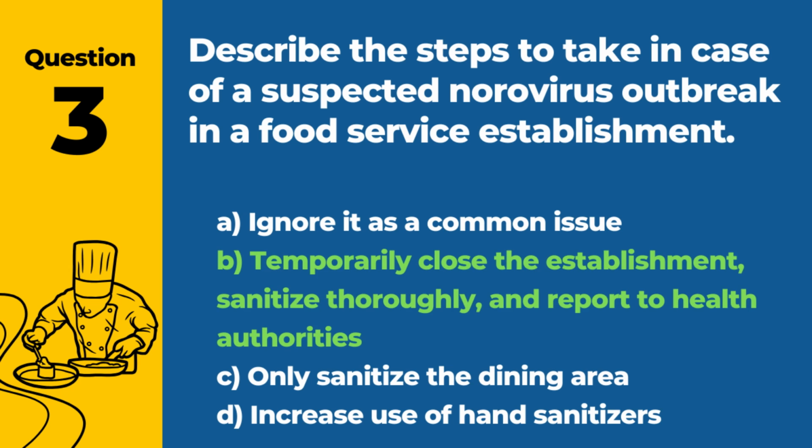Answer: B. Temporarily close the establishment, sanitize thoroughly, and report to health authorities. In case of a suspected norovirus outbreak, the establishment should be temporarily closed, thoroughly sanitized, especially surfaces that the infected person may have touched, and the incident should be reported to the appropriate health authorities for further investigation and guidance.